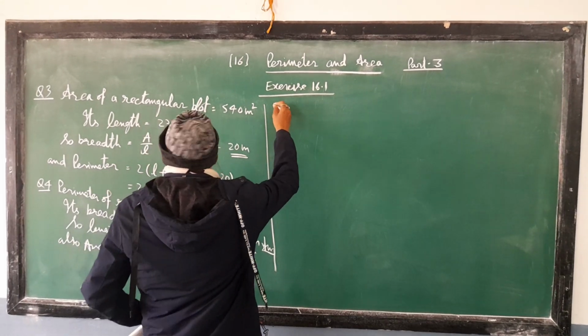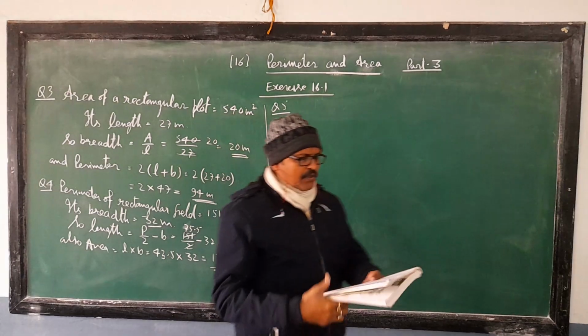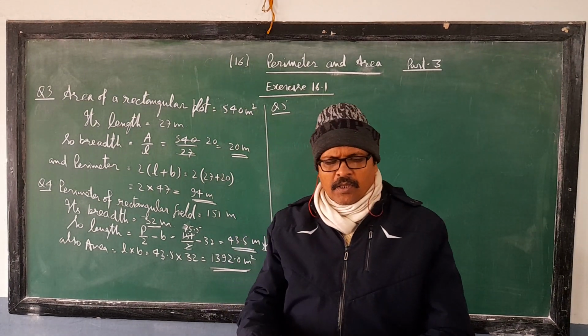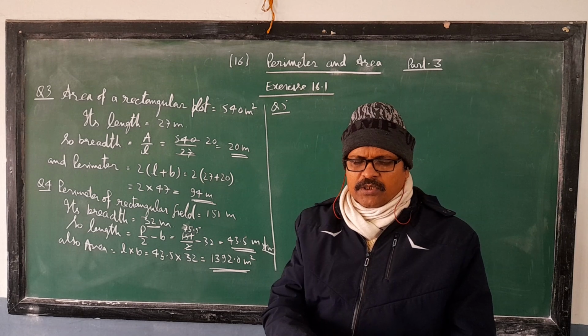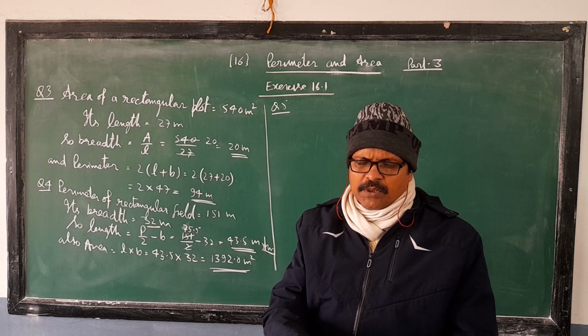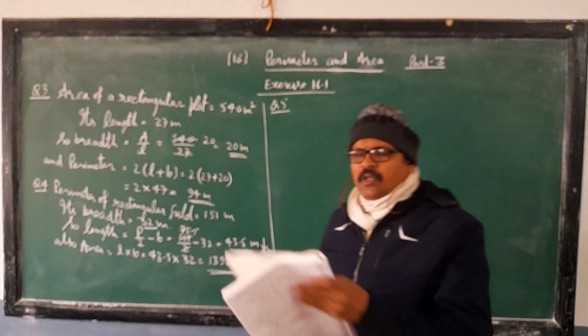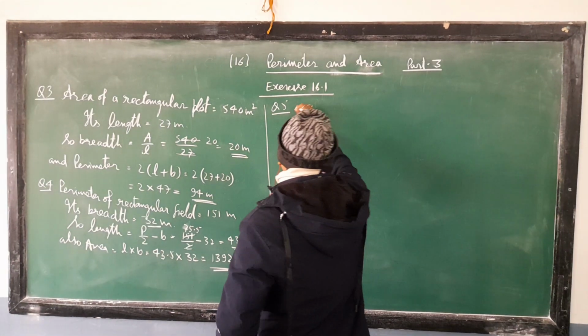Now question number 5. All of you see question number 5. The area of a rectangular plot is 340 meters square. Area is given and its breadth is 17 meters. Then we can find length, just like question number 3. So write area of rectangular plot.